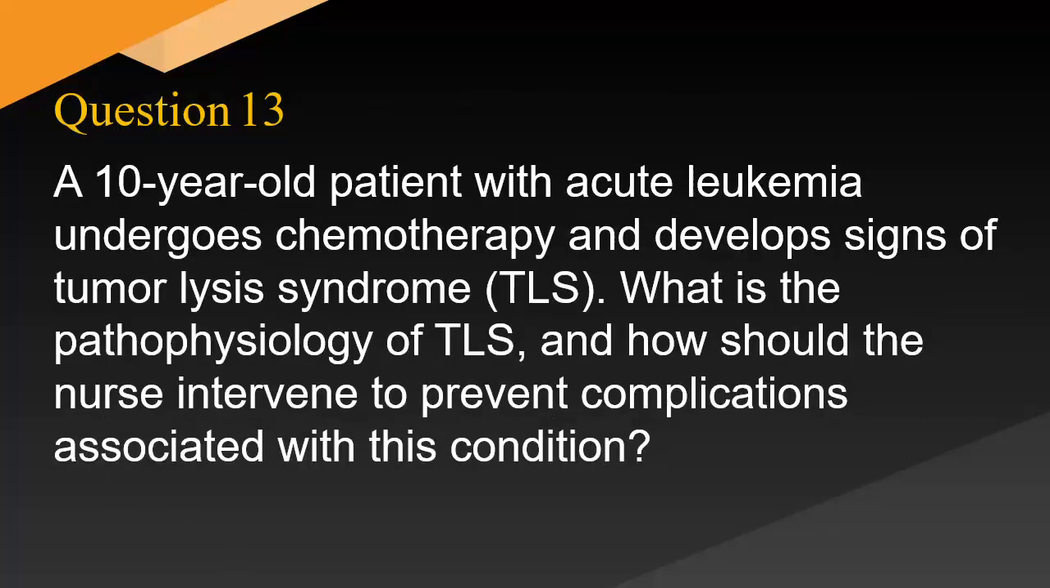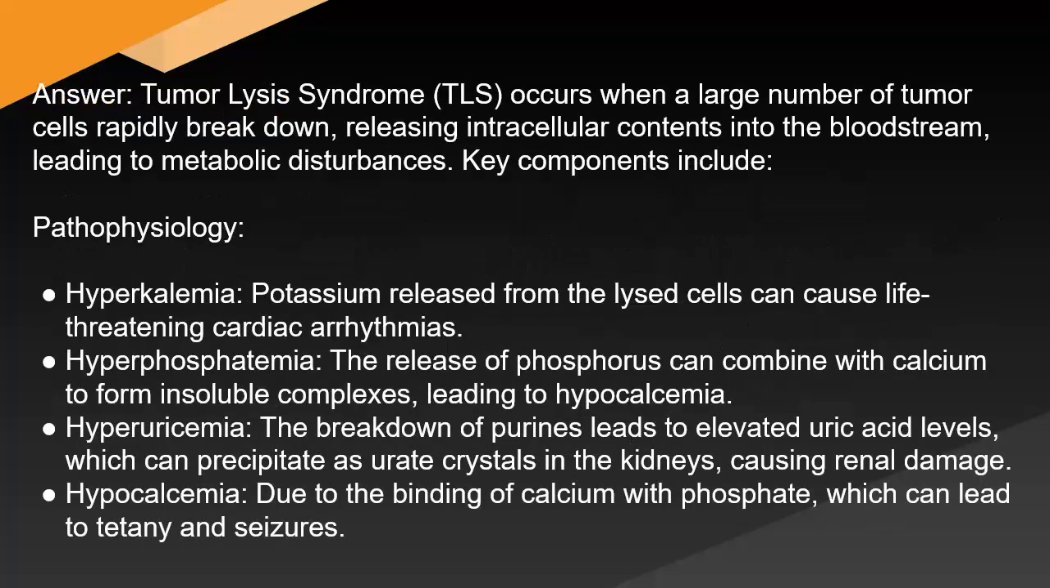A 10-year-old patient with acute leukemia undergoes chemotherapy and develops signs of tumor lysis syndrome (TLS). What is the pathophysiology of TLS, and how should the nurse intervene to prevent complications associated with this condition? Answer: tumor lysis syndrome (TLS) occurs when a large number of tumor cells rapidly break down, releasing intracellular contents into the bloodstream, leading to metabolic disturbances.